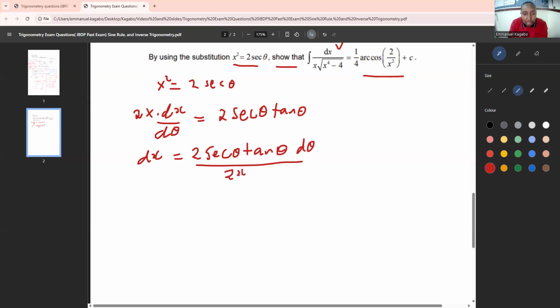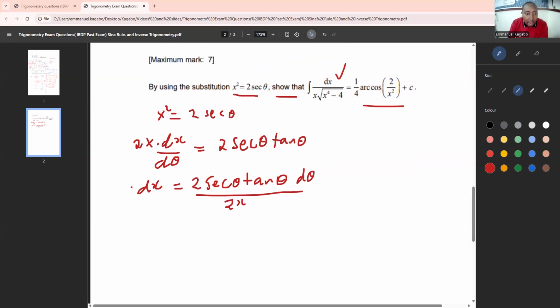Good, it's coming. Now, after getting dx, I can put it here. Can you see I have x here and I have it here. The aim is to make sure that in this question I have only theta. I don't have x anywhere. That's what you should be aiming to get.